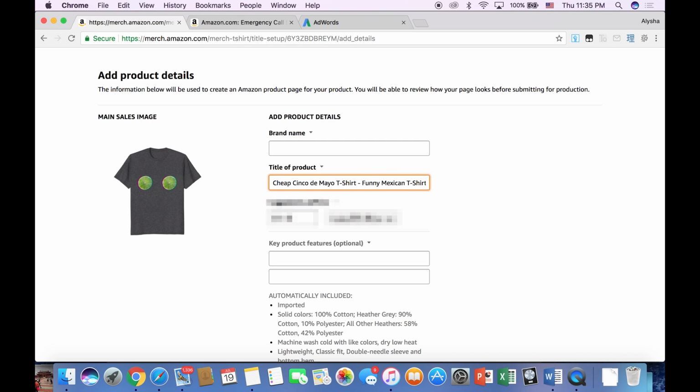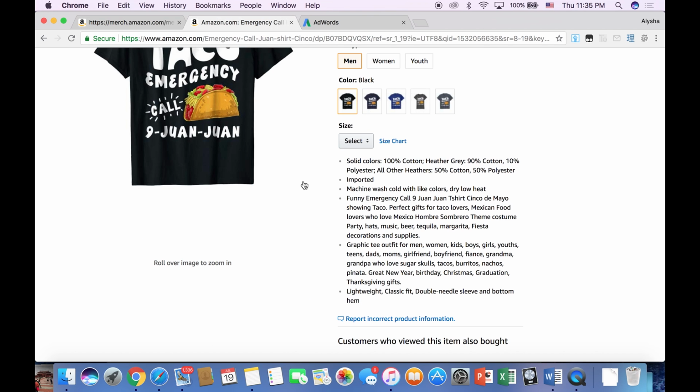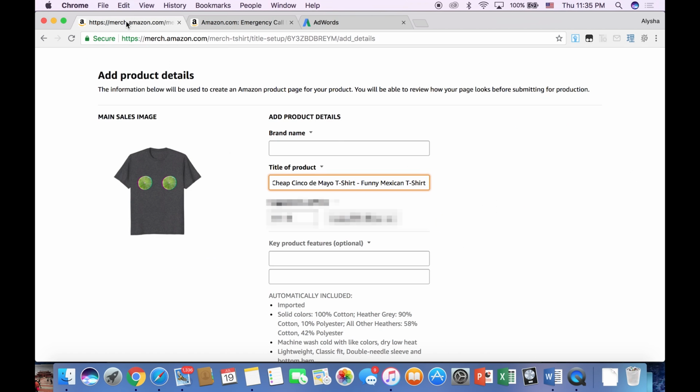Just to make it a little bit simple, I have a little bit of room left to type in something else. So what I might do is look back on here. I kind of want to just put the word tacos just as a filler. I'm going to put it at the beginning. Tacos. All right, so there is my title of the product. This is exactly how I would title it.